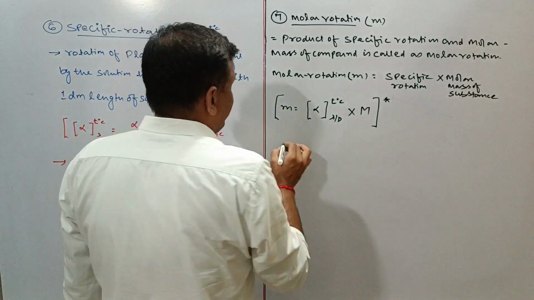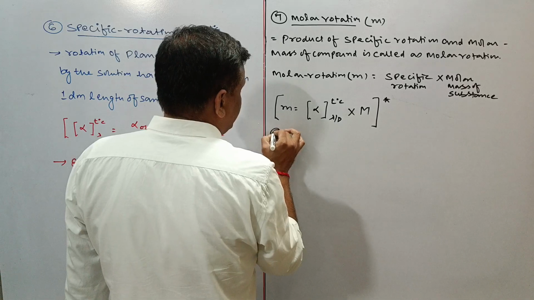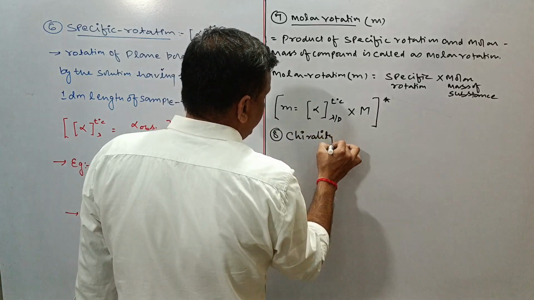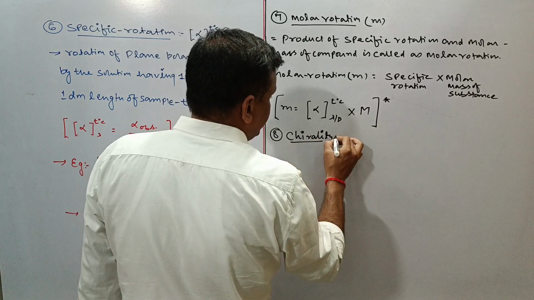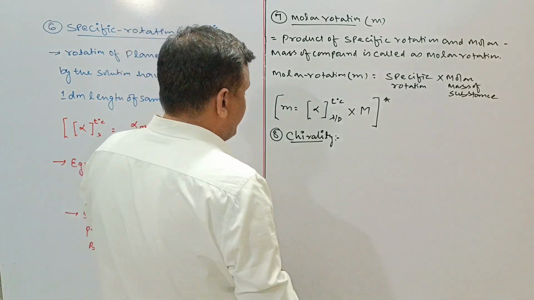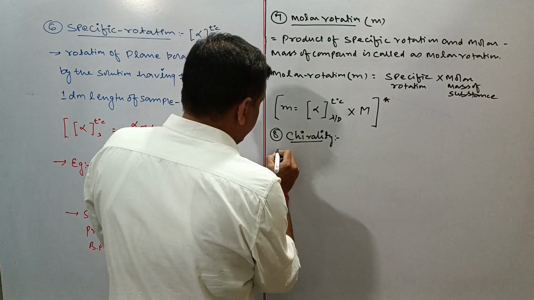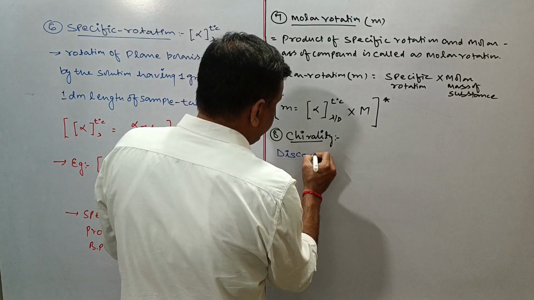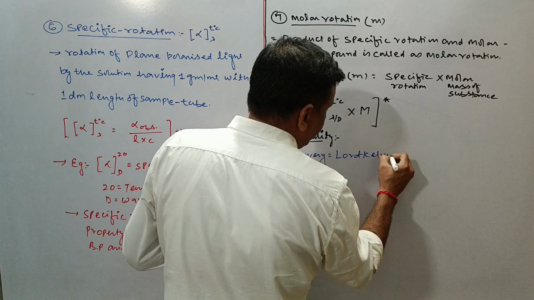Now I would like to go with the important word, that is chirality. It's a very important word, chirality. If I'll go with the discovery, then it was discovered by Lord Kelvin. This is the discovery by Lord Kelvin.